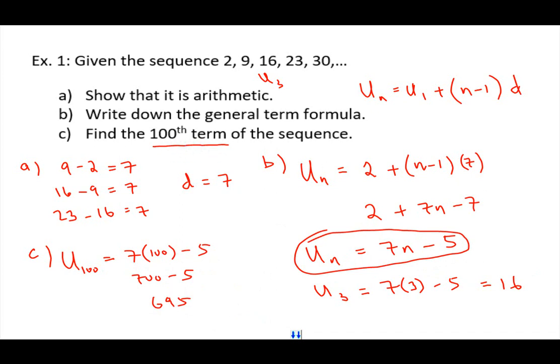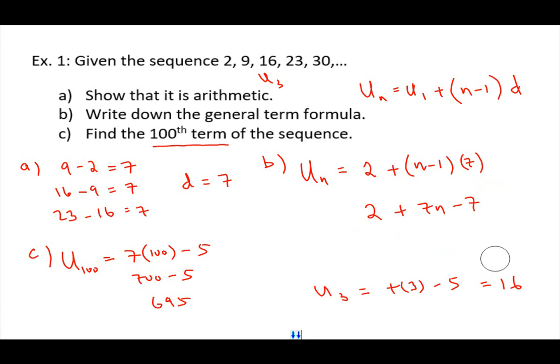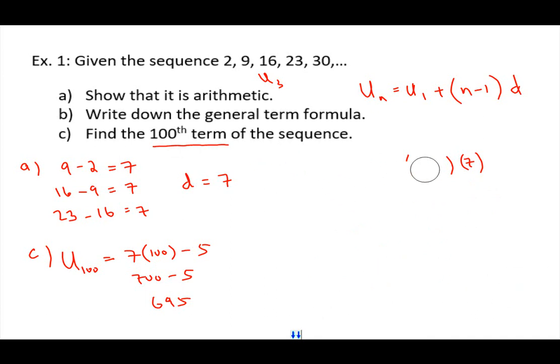Now, let's say we didn't have the general term formula yet, and we needed to find the 100th term. So another way to do this is to use this formula here. So we're trying to find the 100th term. We know the first term of the sequence is 2, plus, now n is 100, minus 1, and our common difference we know was 7, okay?